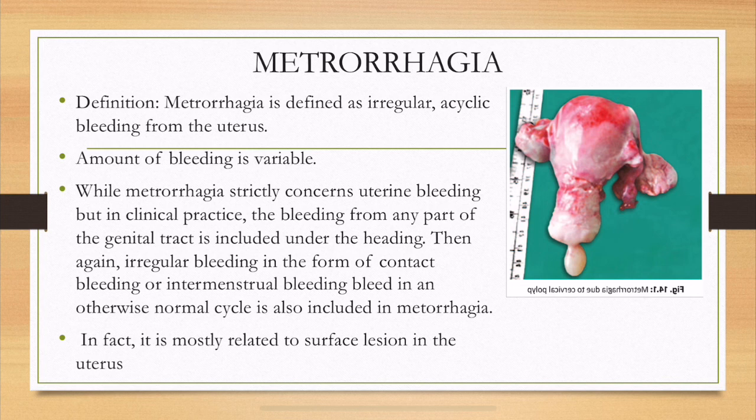What is menorrhagia? The irregular acyclic bleeding. During menses, if the bleeding occurs, it is normal. If it occurs during the intermenstrual period, or in the form of contact bleeding irregularly, then it is known as menorrhagia. Irregular and acyclic. In fact, it is mostly related to surface lesions of the uterus. Mostly it is a lesion of the uterus, but in some cases other things can also be involved, which lead to intermenstrual bleeding and contact bleeding. Now we are going to see the causes in detail.